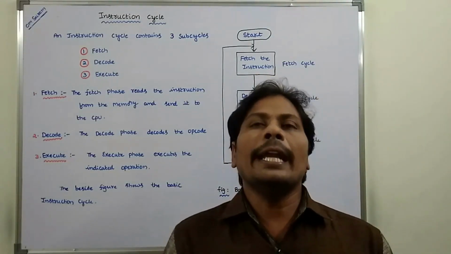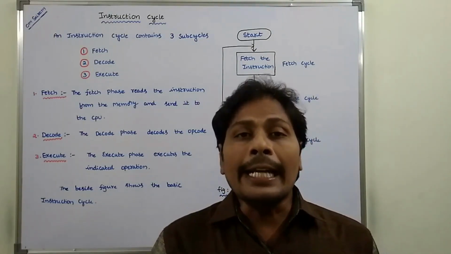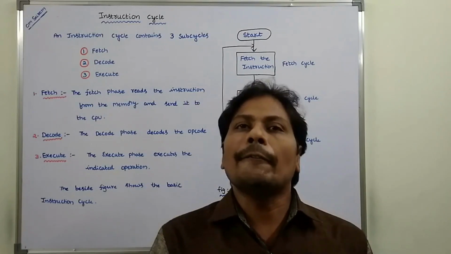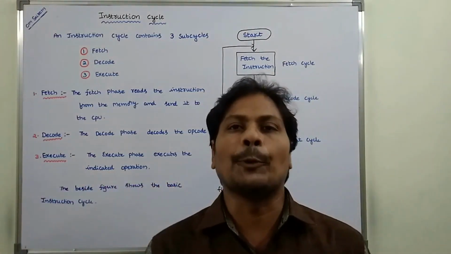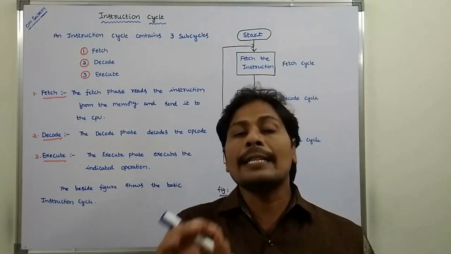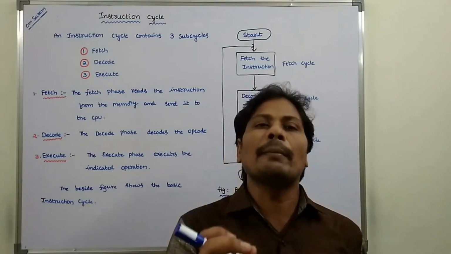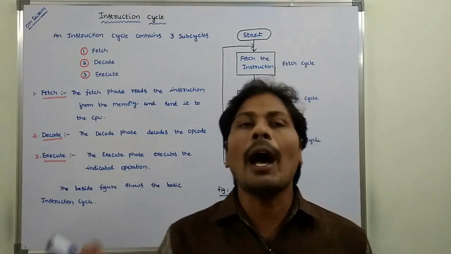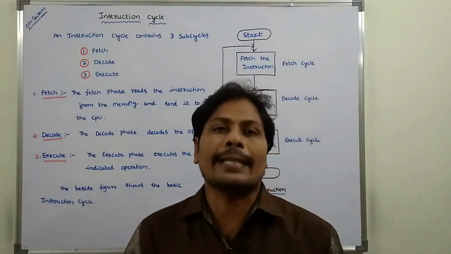In fetch cycle, the fetch phase reads the instruction from the memory and sends it to the CPU. We can simply say that the fetch cycle reads the instruction from the memory and sends it to the CPU. Next, second one, decode cycle.